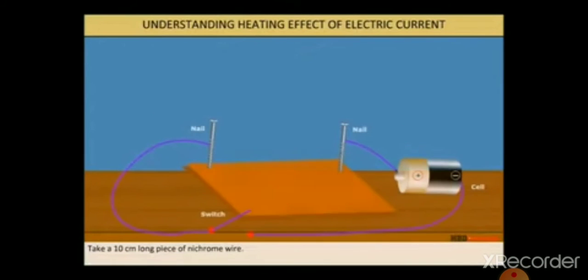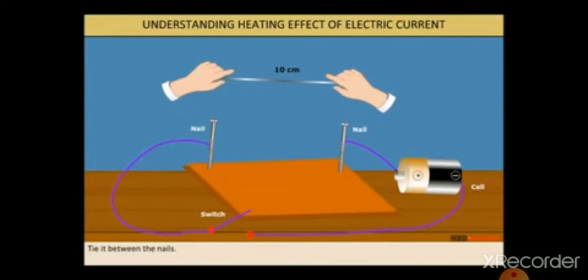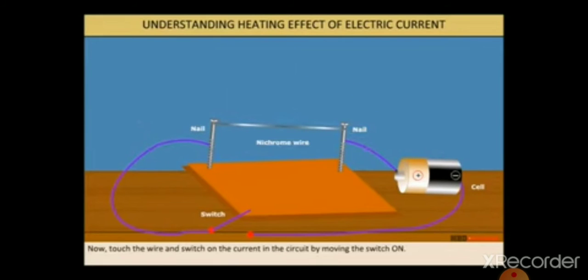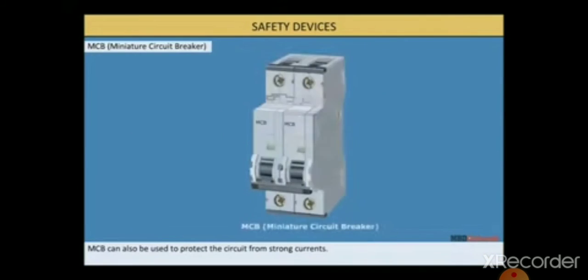So now first of all you will take a 10 centimeter long piece of nichrome wire and tie it between the nails. Touch the wire and switch on the current in the circuit by moving the switch on. And touch the wire again. Do not hold the wire for long time and switch off the current. Touch the wire again after a few minutes. We observe that the wire becomes hot when an electric current passes through it. And this is the heating effect of electric current.